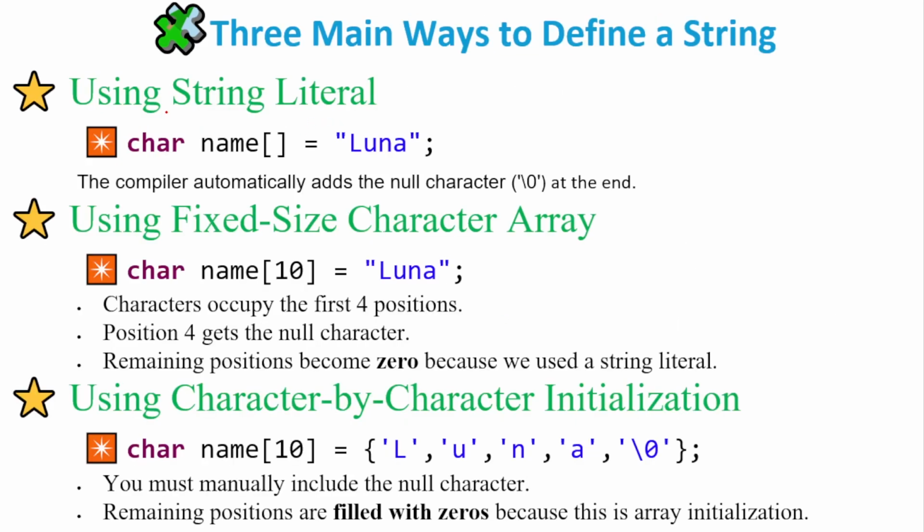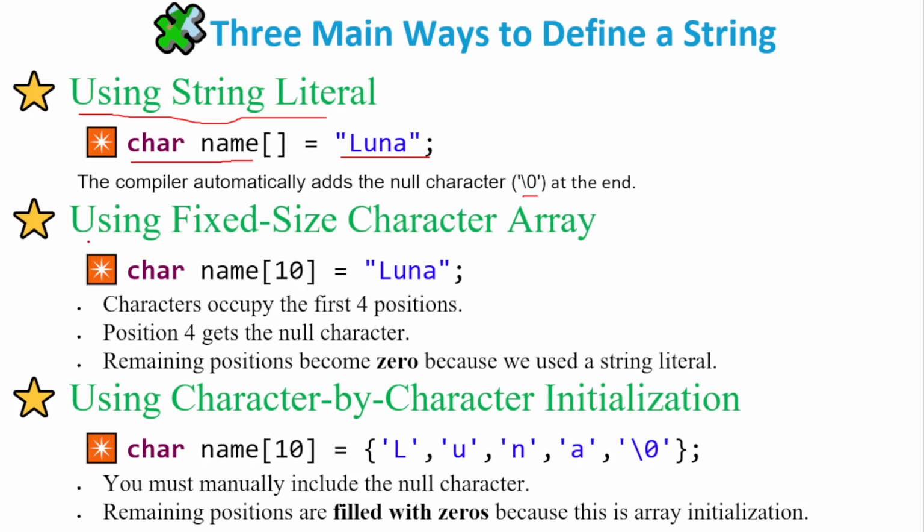Three main ways to define a string in C. A string definition using a string literal. The first and most common way to define strings is by using a string literal. When you assign a text within double quotes, C automatically appends the null character and fills all unused memory locations with zeros. This method is safe, simple, and recommended for most applications.